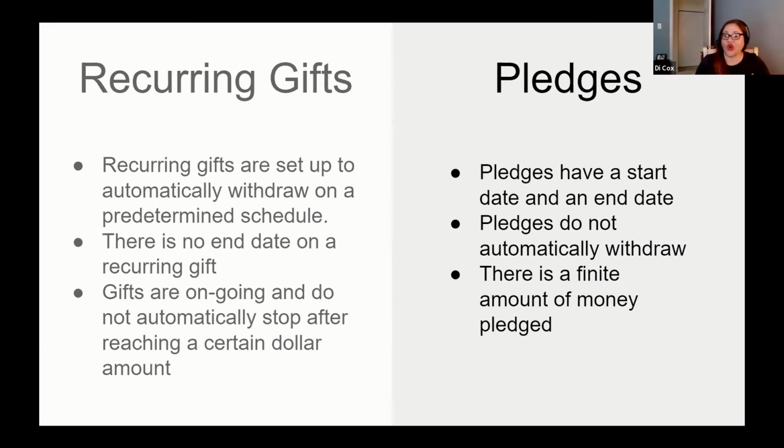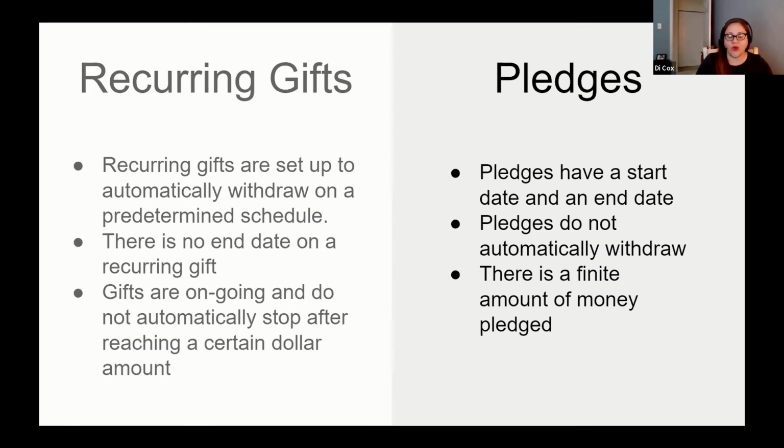Conversely, a recurring gift is a set amount of money and it's paid on a schedule. In most cases, it is automatically withdrawn from a bank account. And there's no end date on it, so it is an infinite amount of money. The most common schedule of this is monthly, but there are a lot of different schedules for your recurring gifts.